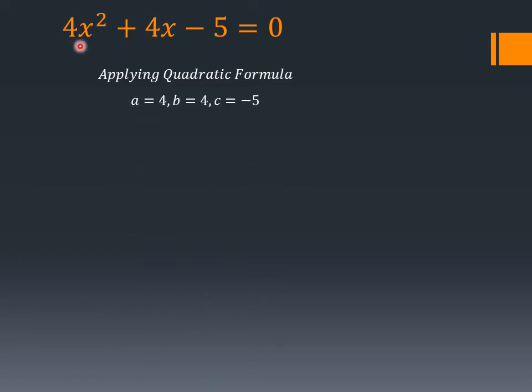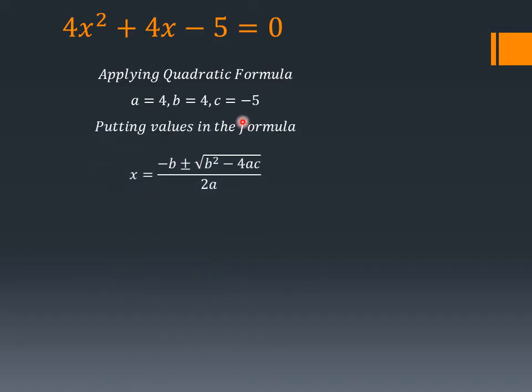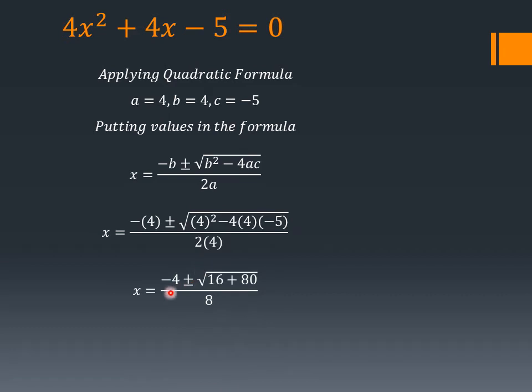Applying the quadratic formula, the coefficient with x square is a, the coefficient with x is b, and the coefficient or the constant term is c. Putting the values a, b and c in the quadratic formula, we will get minus 4 plus minus under root 4 square minus 4 into 4 into minus 5 over 2 into 4. Opening all the brackets, we will get minus 4 plus minus under root 16 plus 80 by 8. 16 plus 80 is 96.